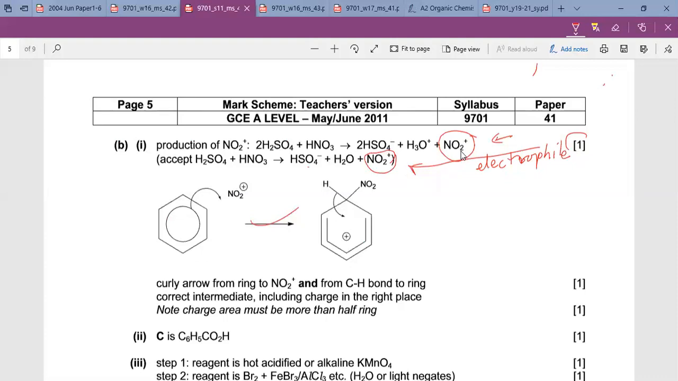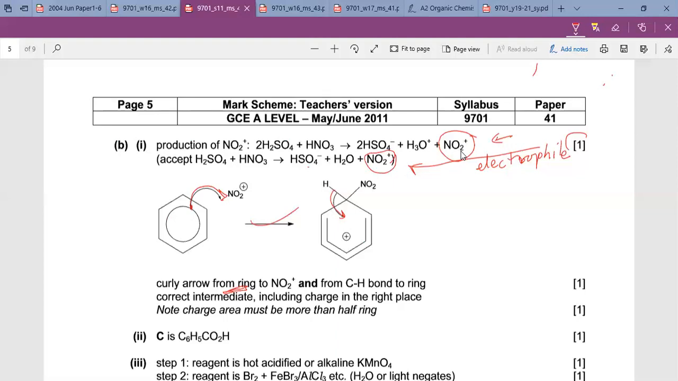Here, remember, movement, see now. Curly arrow from the ring, inside the ring here, and the C-H bond. Together you get 1 mark. Last time, here's 1 mark, 1 mark, right? The one has 2 marks there. Marking schemes all differ. This is a 2 mark question, not a 3 mark question.